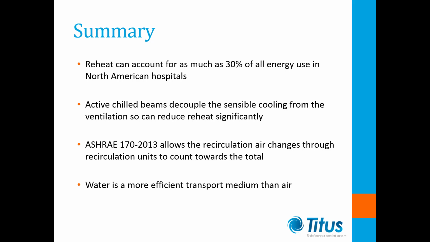So to summarise, there are several case studies showing that reheat energy can account for as much as 30% of the entire energy use in a typical North American hospital. The revisions in the most recent version of ASHRAE Standard 170 allow the recirculation air changes through chill beams to count towards the total air changes, which will reduce the air system size. Active chill beams can be an effective method for decoupling the sensible loads from the ventilation requirements, so can reduce reheat significantly in applications such as labs and hospitals.